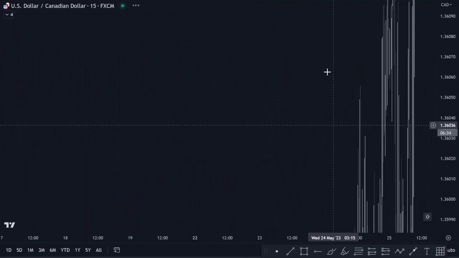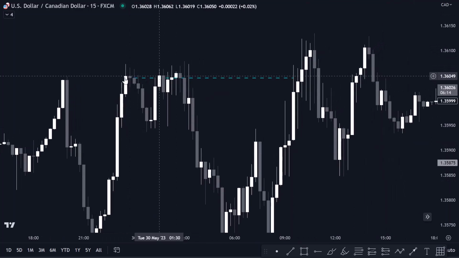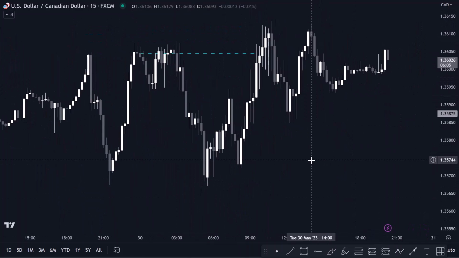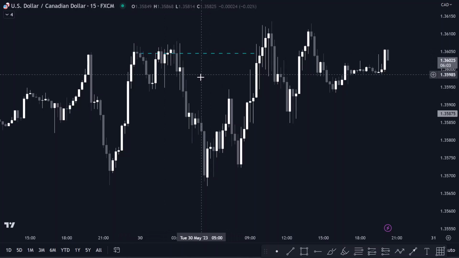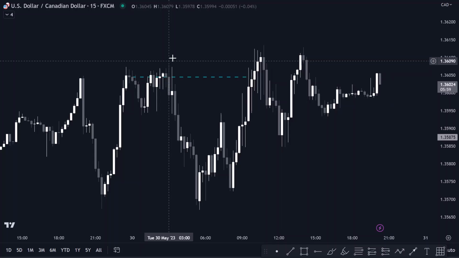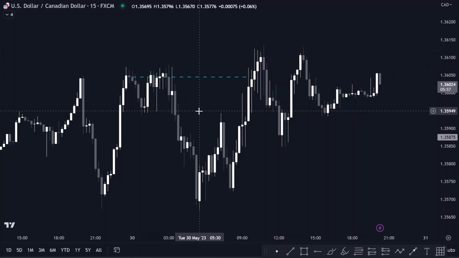Now, if I go to the 15 minutes, you will see how price is respecting this level a lot. You see how it can go above and it started to go down. And what you can do is have this as your bias. So whenever price is below this level, you go long. When the price is above this level, you go short based on your trading setup.